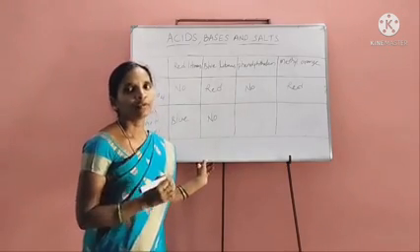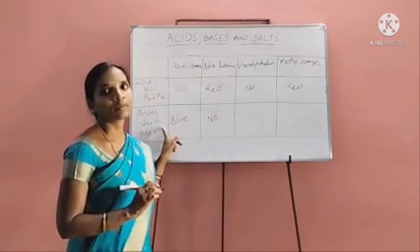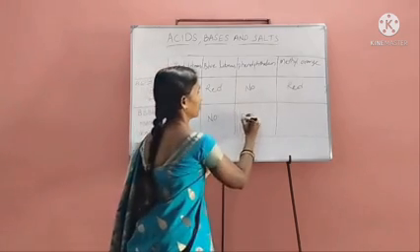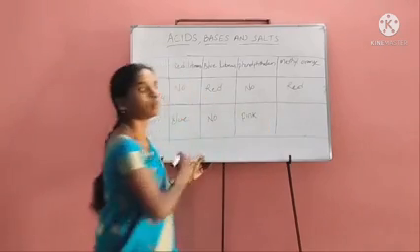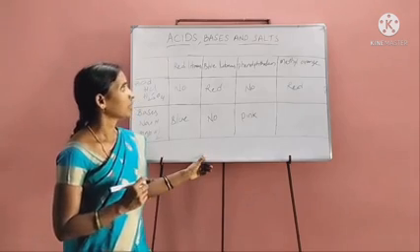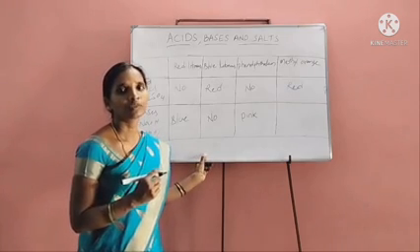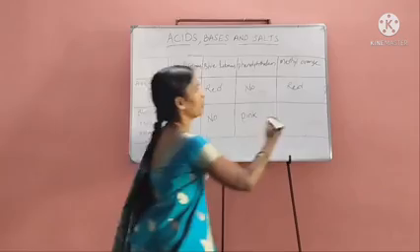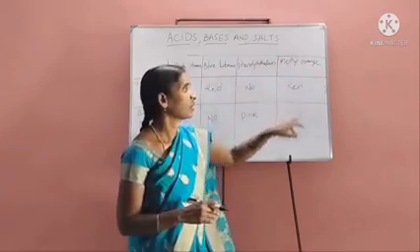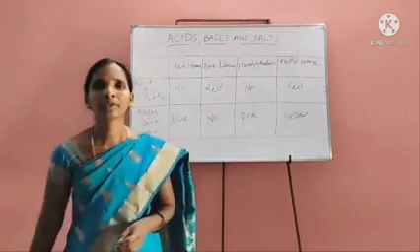Next, phenolphthalein has a change. Which color? Pink. Pink color in base. Next, methyl orange changes its color to yellow in base. Methyl orange has changed to yellow color in bases.